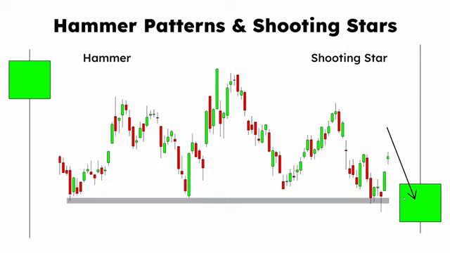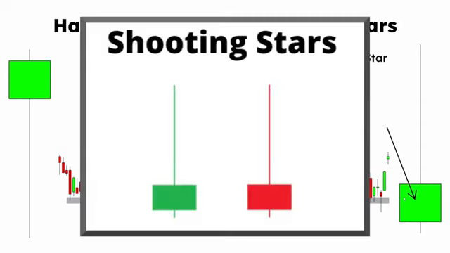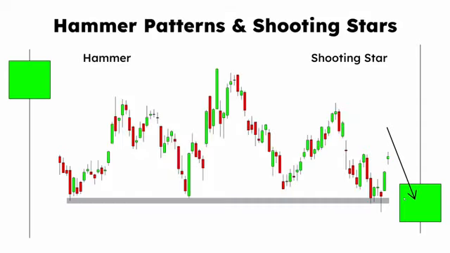The color of the body can be either green or red. Both of these colors create valid shooting stars. But one could argue that a red color is a tiny bit more bearish, though it isn't super important. And because this is the opposite of the hammer, the shooting star is a bearish reversal pattern. So before the shooting star appears, we want to see an uptrend. Then we see the shooting star right here, and the goal of the shooting star is to reverse the price to the downside.